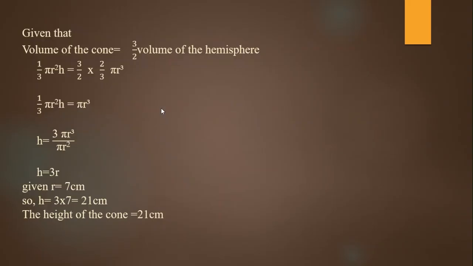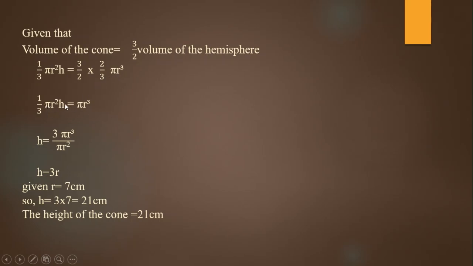Now, what is given? Volume of the cone is 3 by 2 of the volume of the hemisphere. I am substituting the volume of the cone. What is the volume of the cone? 1 by 3 pi r square h is equal to 3 by 2 into the volume of the hemisphere. Volume of the hemisphere is nothing but 2 by 3 pi r cube. But a relation is given: volume of the cone is equal to 3 by 2 of the volume of the hemisphere. That relation I am writing: 1 by 3 pi r square h is equal to 3 by 2 into 2 by 3 pi r cube.